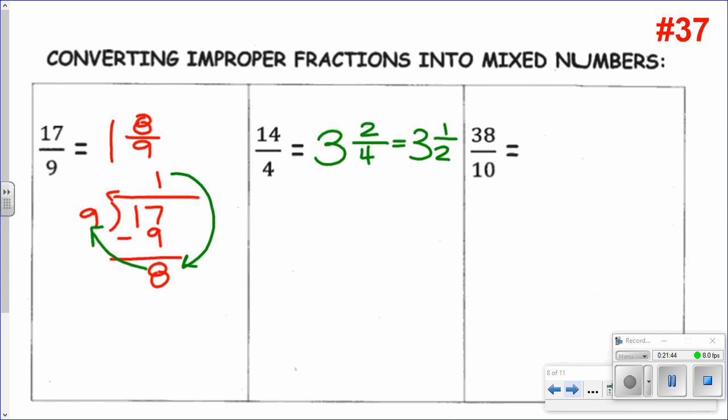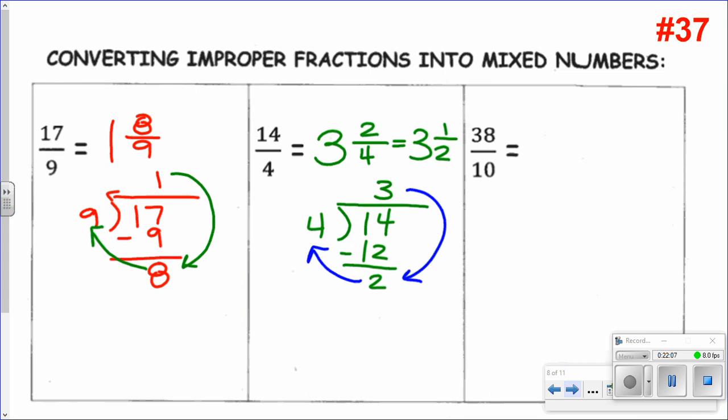All right, and then again, we can write it like this, if you prefer to write it out. Okay, so we said 4 goes into 14 3 times. 3 times 4 is 12, and then we have 2 left over, so our whole number is 3, our numerator is 2, and our denominator is still 4. So that gave us back to this one, and then we just had to reduce. Okay, so make sure you write yourself a little note. Reduce.